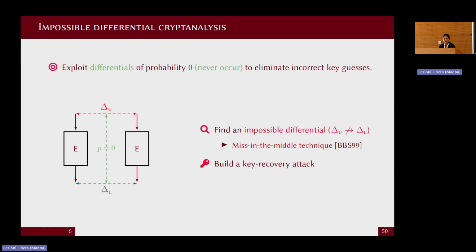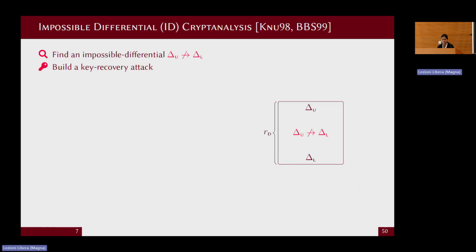Moving on to the main topic of our talk, impossible differential cryptanalysis, where we exploit differentials of probability 0, that means they never occur, to eliminate incorrect key guesses. The steps of impossible differential cryptanalysis: first we have to find an impossible differential, which can be found using a miss-in-the-middle technique, and then build a key recovery attack on it. Diving deeper into the algorithm, we start with an impossible differential, say delta U to delta L, input and output difference. That means they propagate with probability 0.